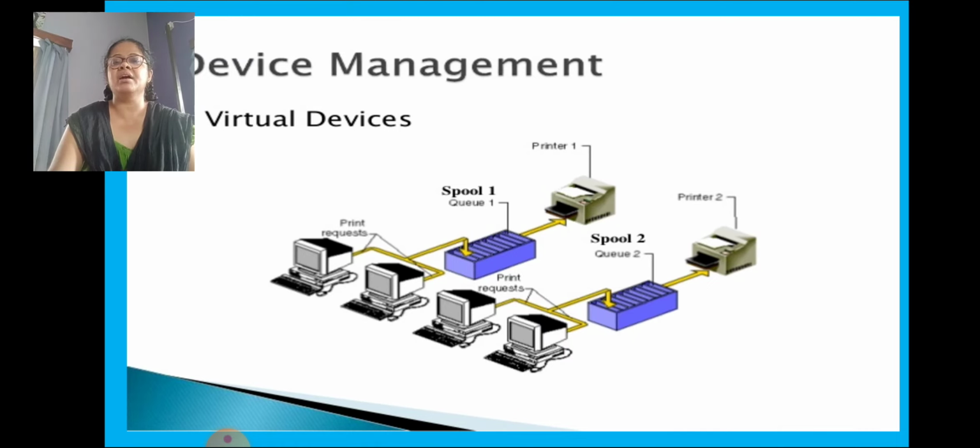This is the diagram of virtual devices. You can see spooling is being done, and then printers are attached to these spoolers. Different peripherals spool their jobs in a queue, and in the print queue, the jobs are submitted by print requests from different machines, and the printer is used on a shared basis.